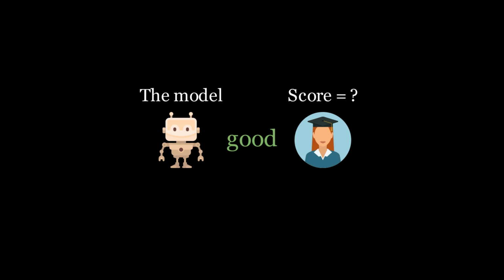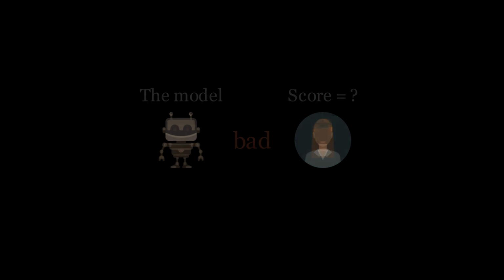Let's say we want to predict a student's test score based on how many hours they studied. Our model makes a guess, but how do we know if that guess is good or bad? We need a way to measure the mistake. That's where loss functions come in. A loss function gives us a number that tells us how far the prediction is from the actual result.